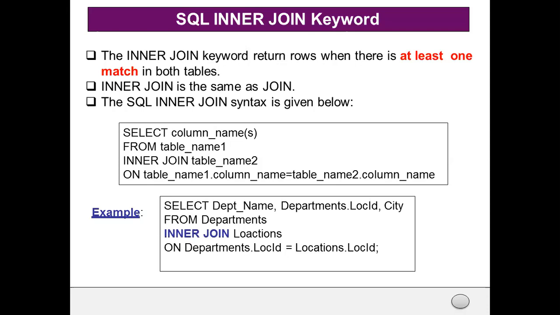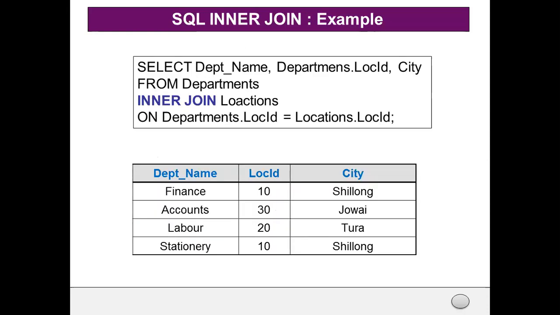Okay, now you may have a question why we are mentioning LOC ID in the select part. After department name, after the comma, we are giving department dot LOC ID, because the LOC ID is of the department, not of the location table. Just to specify it properly to make the database understand. So after the inner join, this is the result of the query: finance, location ID is 10.